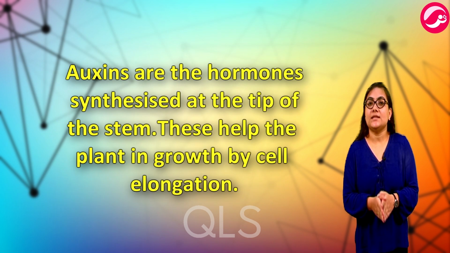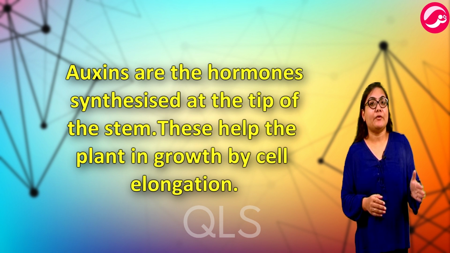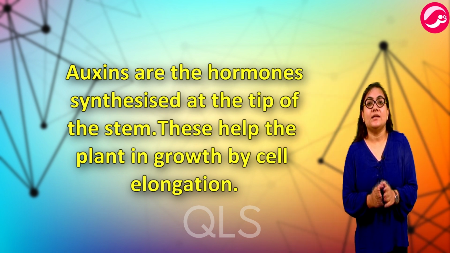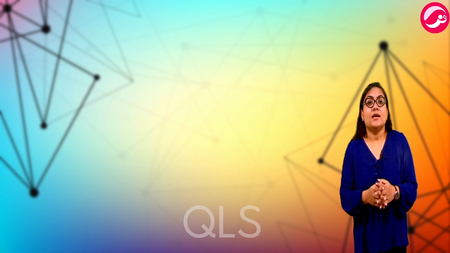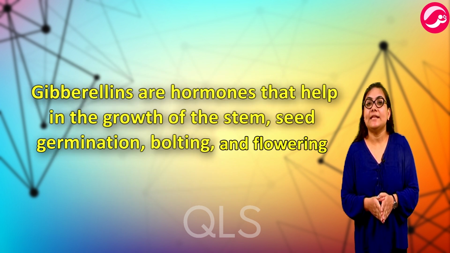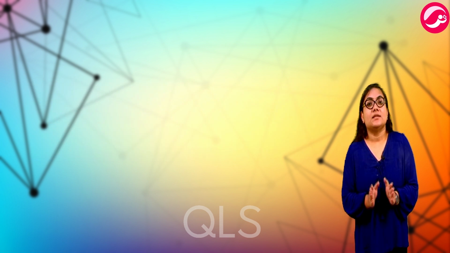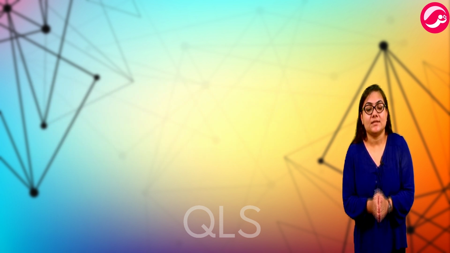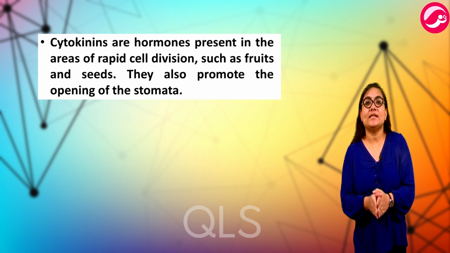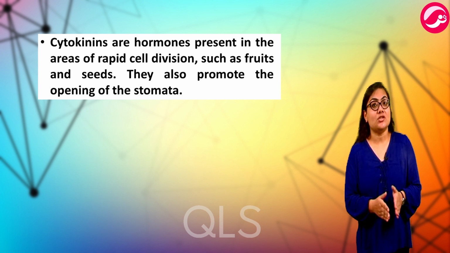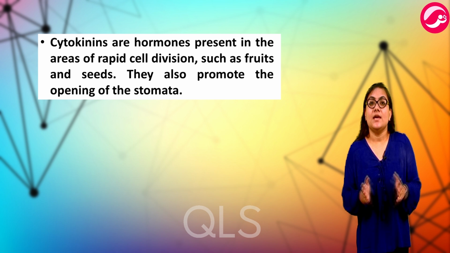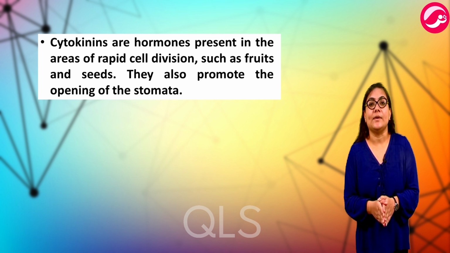Auxins. Auxins are the hormones synthesized at the tip of a stem. These help the plant in growth by cell elongation. Gibberellins are hormones that help in the growth of a stem, seed germination, bolting and flowering. Third type of hormone is the cytokinins. Cytokinins are hormones present in the areas of rapid cell division such as fruits and seeds. They also promote the opening of the stomata.